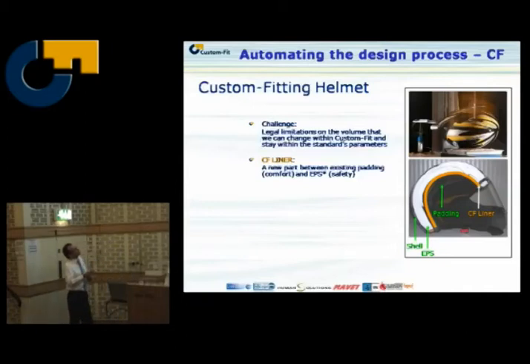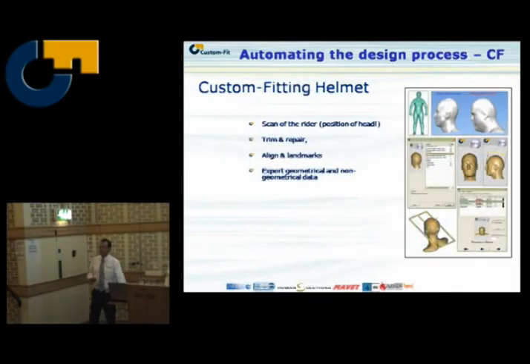Within the project we decided to only change the geometry of this inner liner, as we call it, to make a perfect custom fit. You will see the result later on. How it is working, we scan the rider, and especially important is the position of the head when you're being scanned. So not that the person is looking like this, because then you have a helmet looking that direction.